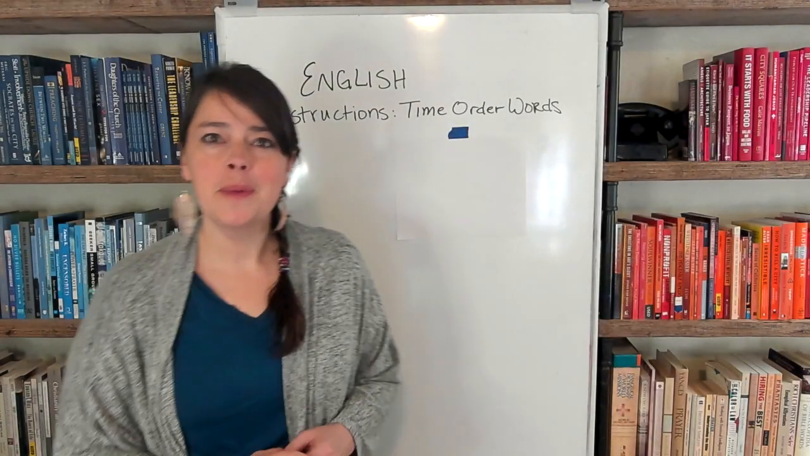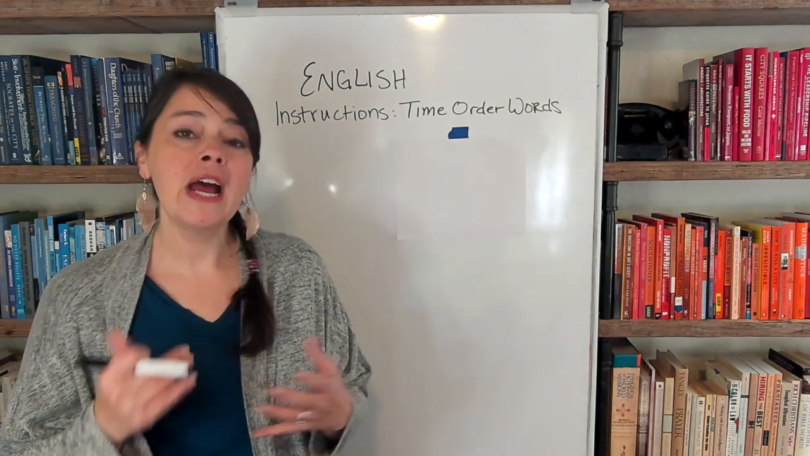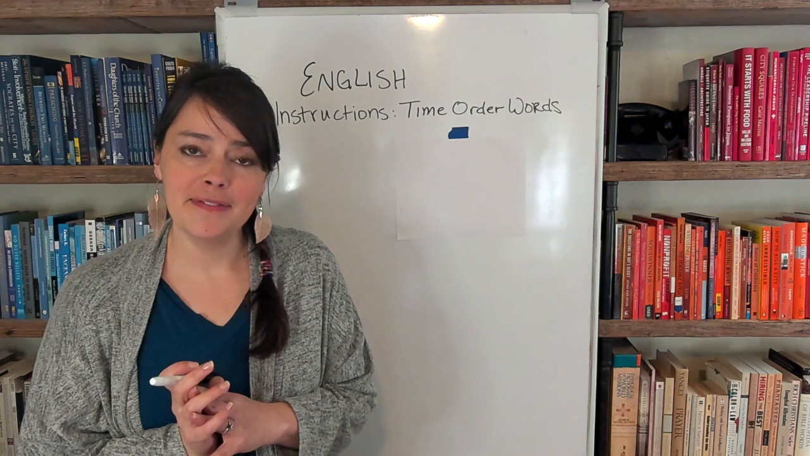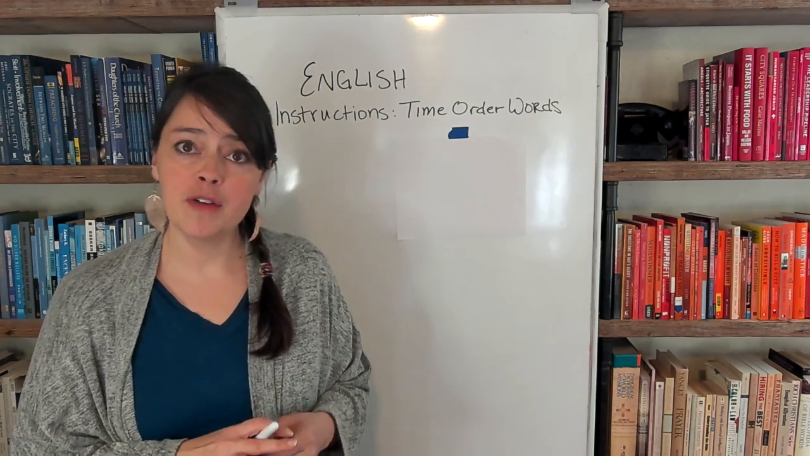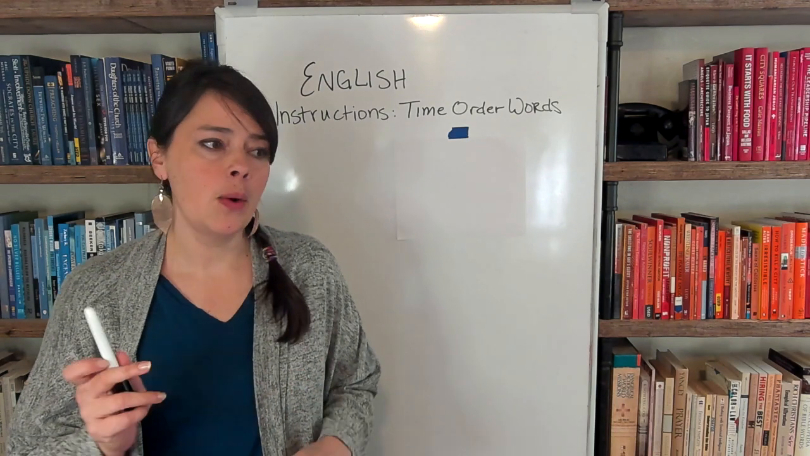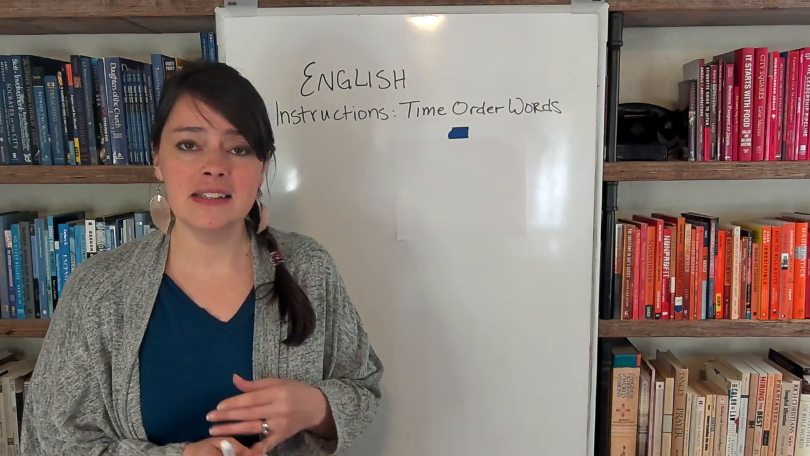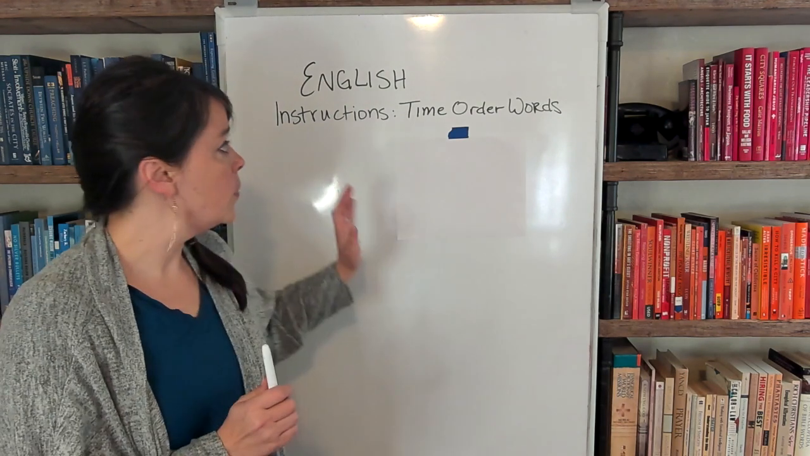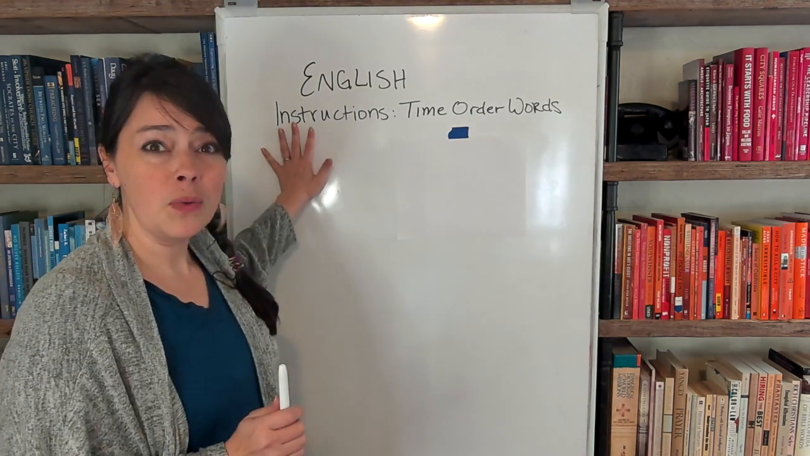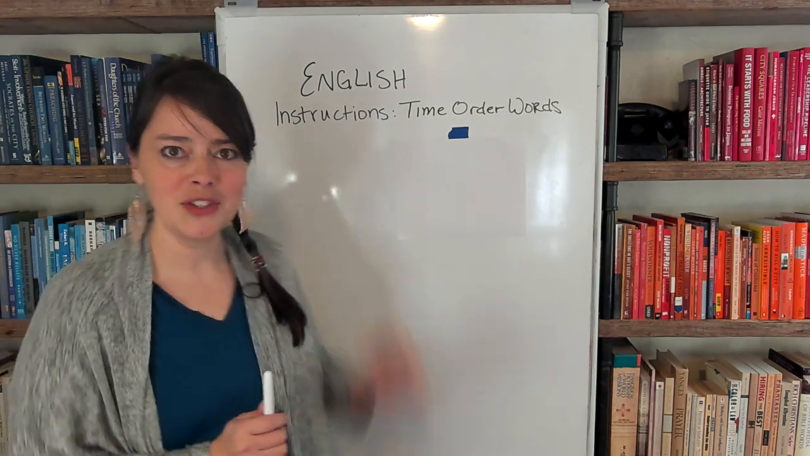For English, we're beginning a new chapter, a new concept about writing an instructions paragraph. So we've talked about writing a paragraph before, the different parts of a paragraph, how it needs to be indented, how it has a topic sentence and details and a closing sentence. Now we're going to be working on writing a specific type of paragraph, which is a paragraph that gives instructions.